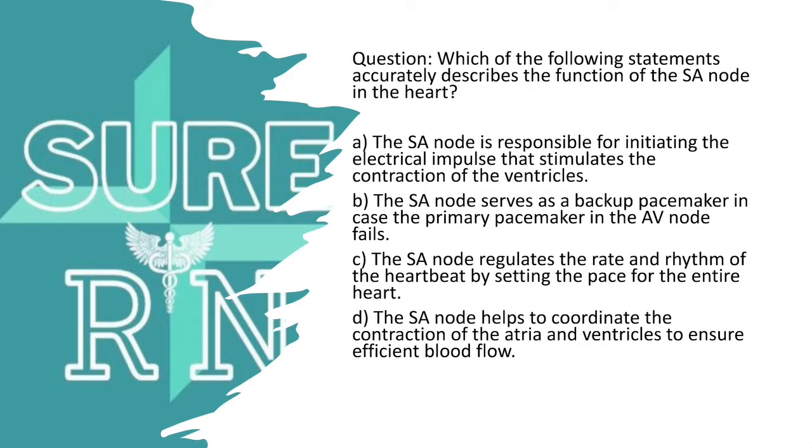Okay, so if you look at this electrical conducting system of the heart, you have different nodes. You have the SA node, you have the AV node, you have the bundle of His and the Purkinje fibers. Each has their own function. So what is the SA node? The SA node is called the sinoatrial node. This is the natural pacemaker of the heart.